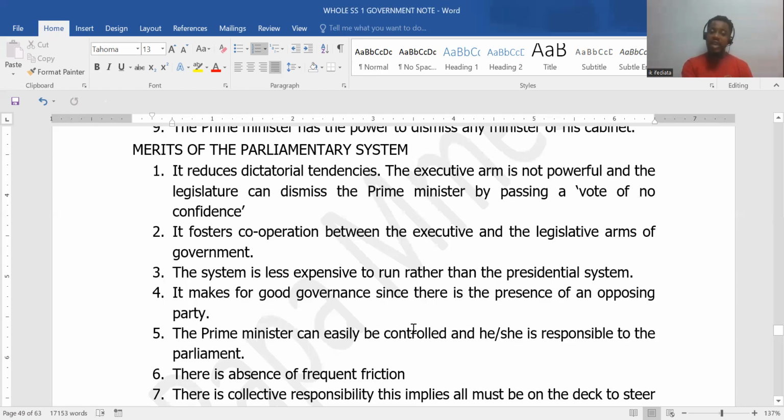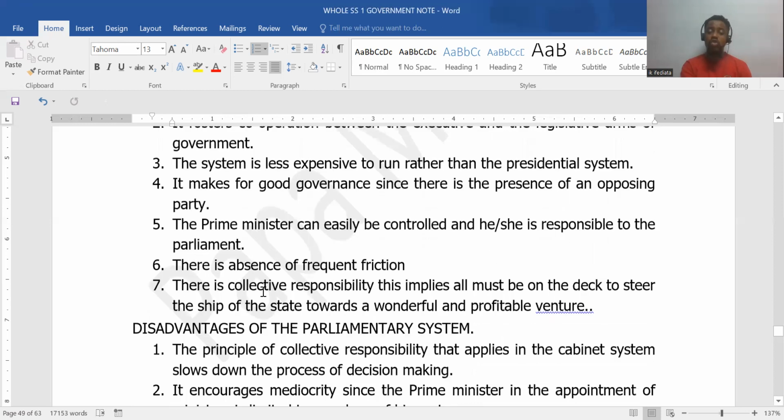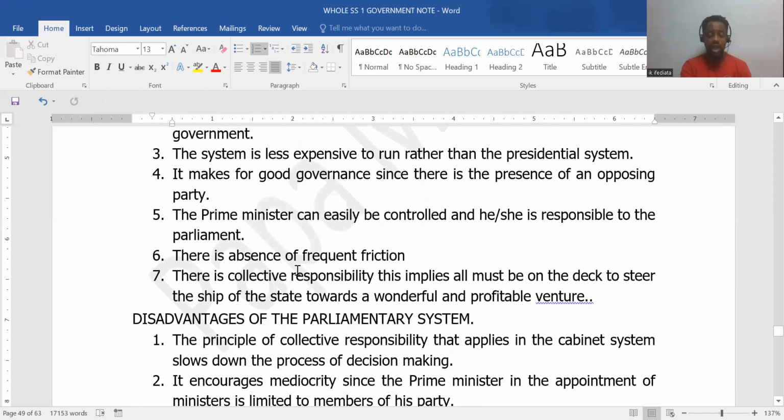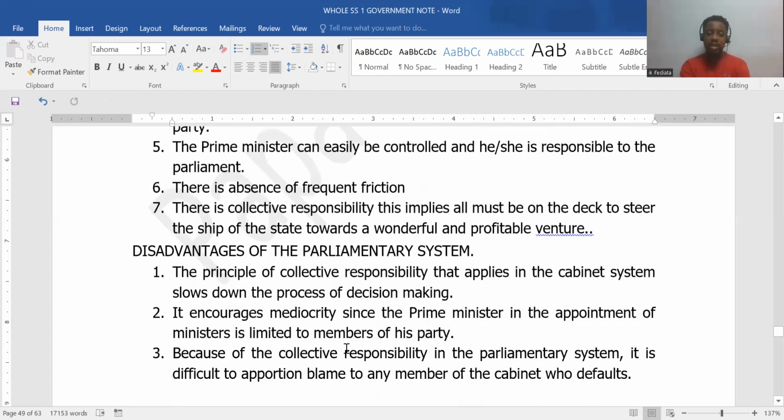Now, the prime minister can easily be controlled and he or she is responsible to the parliament, not the people. Let's take note of these points I'm trying to mention here right now. So there is absence of friction because both functions are merged together. The executive and legislature are fused together. So there's no room for friction or competition or rivalry between the executive and the legislature.